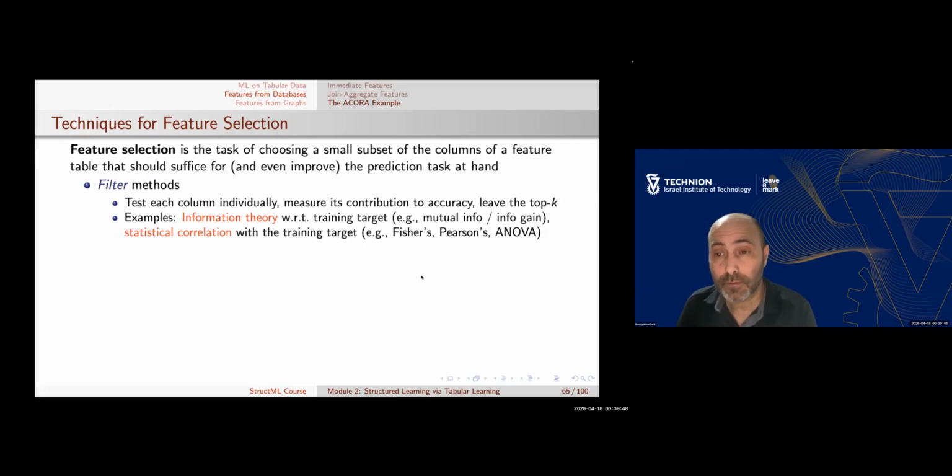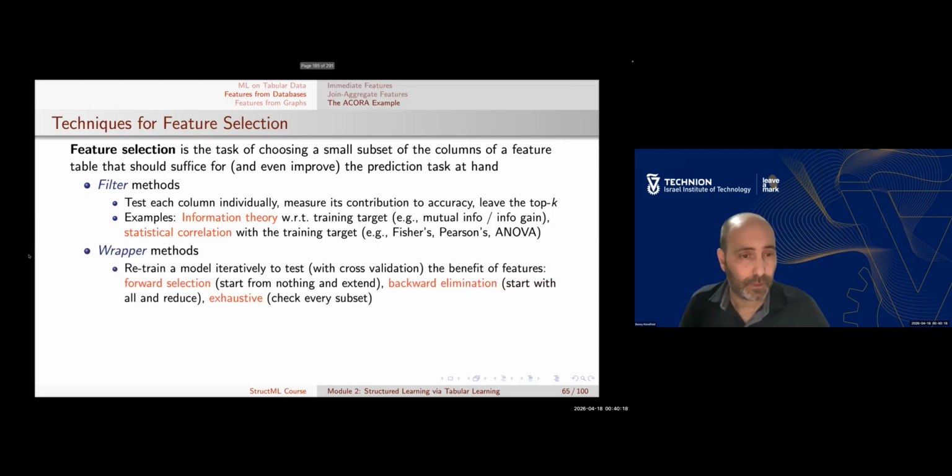There are filter methods where you basically apply some scoring function to each attribute, each column, and you basically take the top K. And these can involve information theory, how much information do you have about the target element, for example, or some statistical correlation with the training target, and so on. So that's one class of techniques.